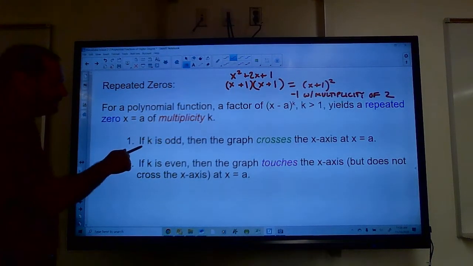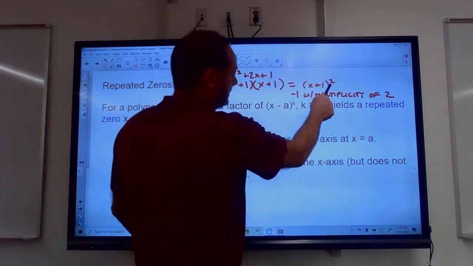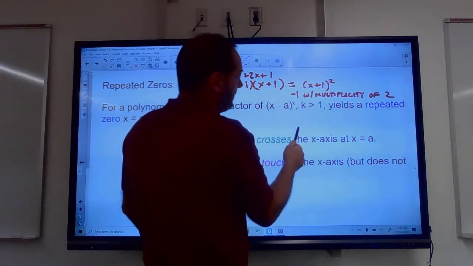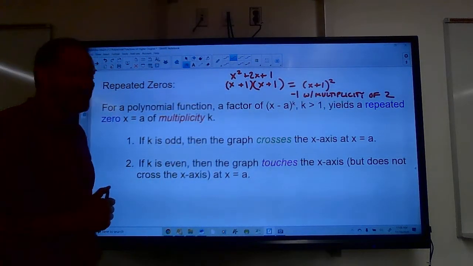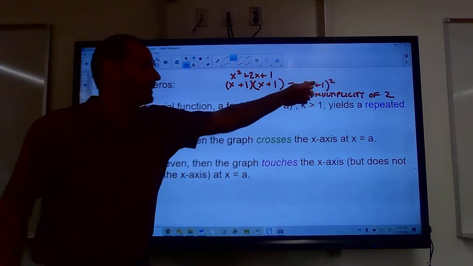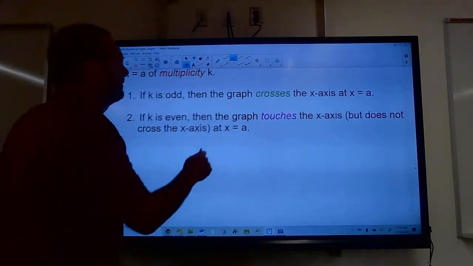Because if k is odd, if the power is odd, so this one's even, but let's say that was a 3, then this thing would have a 0 at negative 1, and it would cross the x-axis at negative 1. If k is even like it is here, it just touches the x-axis at negative 1. So what does that mean?